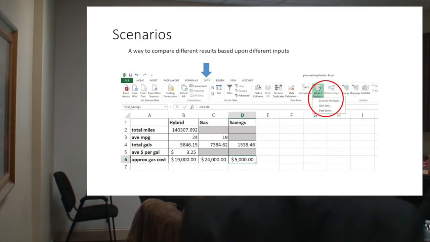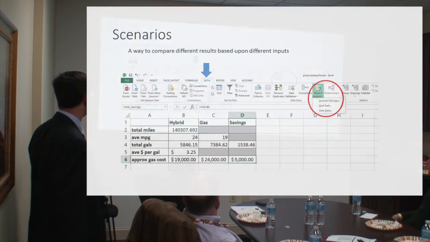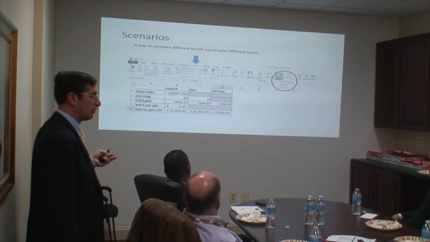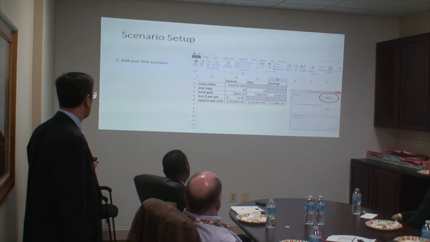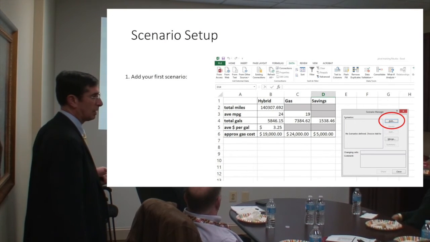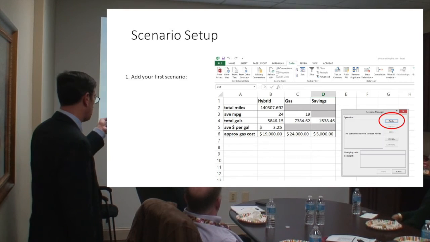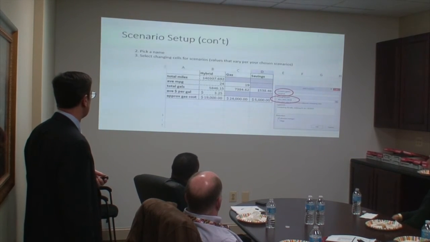Next up is scenarios. Under the same menu, I've got a scenario manager, and what it allows me to do is take results of a bunch of different inputs and compare them. If I select the scenario manager, you start by adding your first scenario. In this instance, I'm going to use the original makeup of this table as my initial scenario.